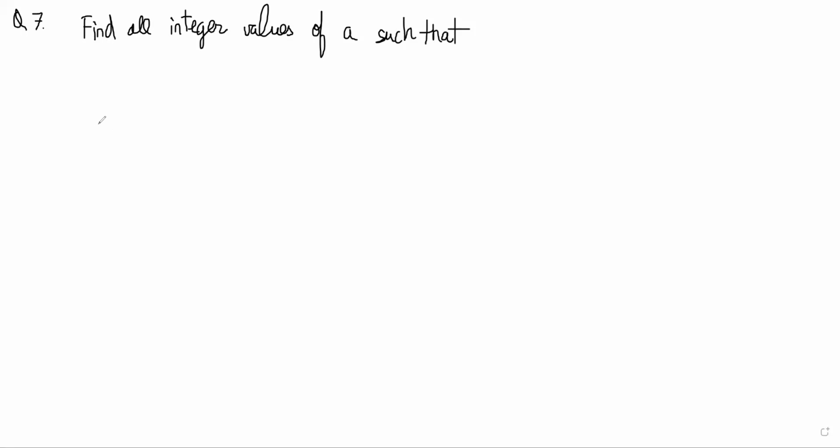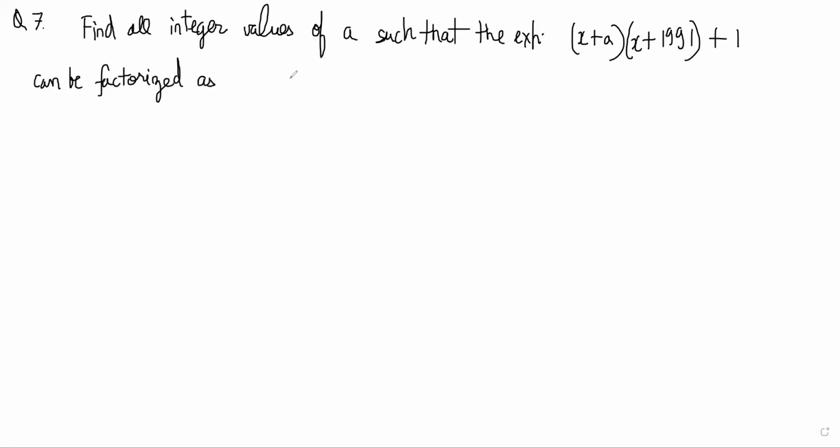The next one is this one. Find all integer values of a such that the expression x plus a into x plus 1991 plus 1 can be factorized as x plus b into x plus c, where b and c are integers.